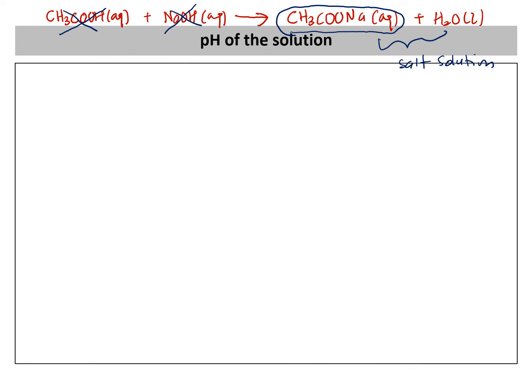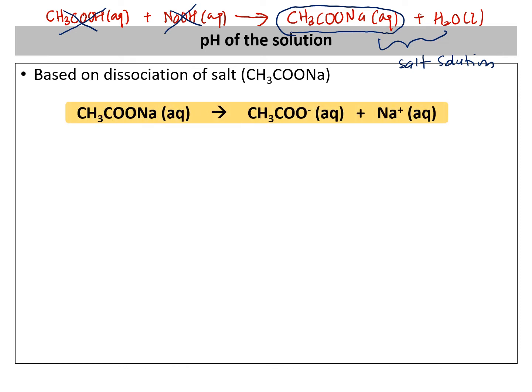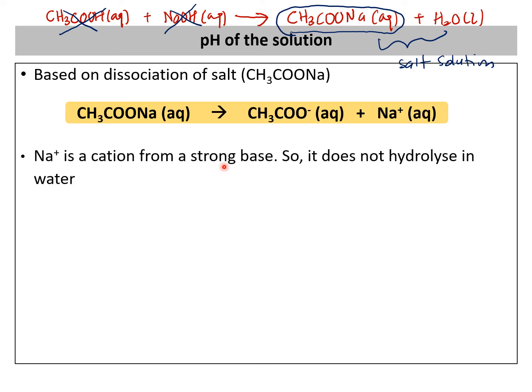Okay, now. So, apa yang kita akan buat, ingat balik what you did for salt. Macam ni kita nak tentukan dia punya pH. First, we must have the dissociation of the salt. pH akan ditentukan based on dissociation of salt. Okay, so salt will dissociate completely. So, kita akan ada dekat sini kita punya ion, CH3COO- and Na+. Kita pecahkan tadi. Okay, so analyze macam sama yang kita buat untuk salt. So, Na+ is a cation from a strong base, so it does not hydrolyze in water. Okay, kita analyze satu persatu.